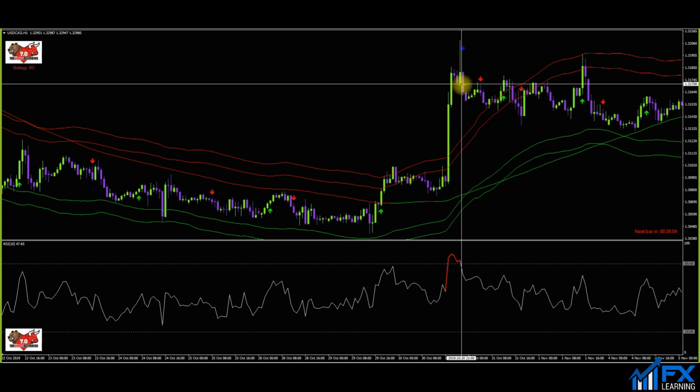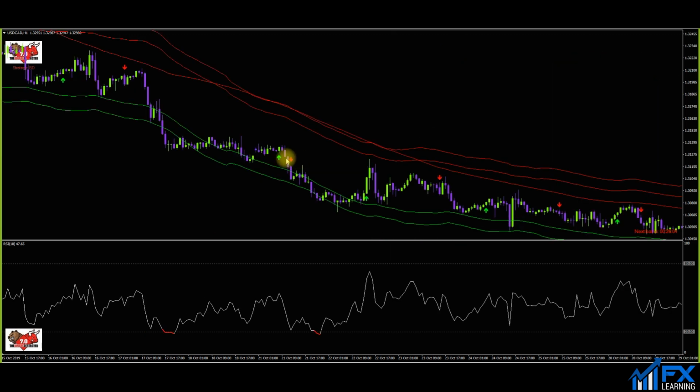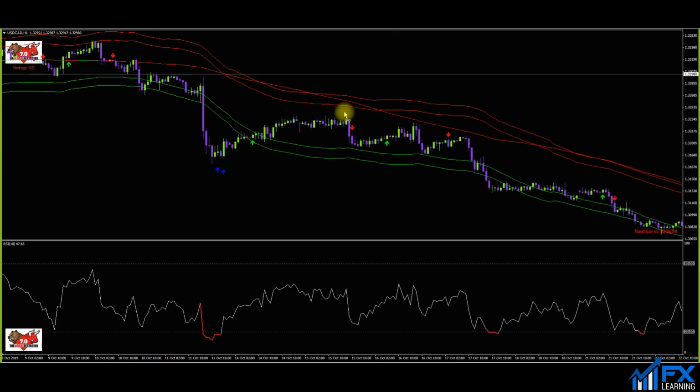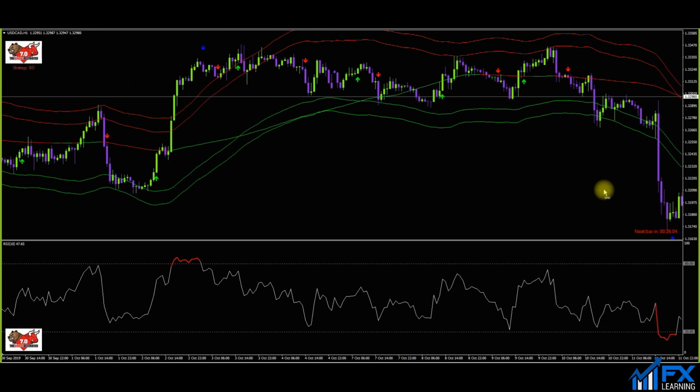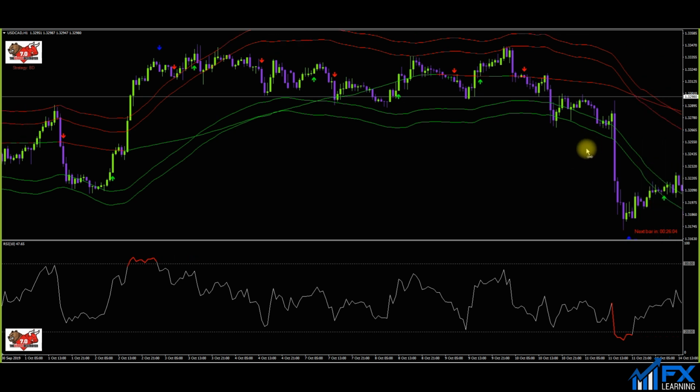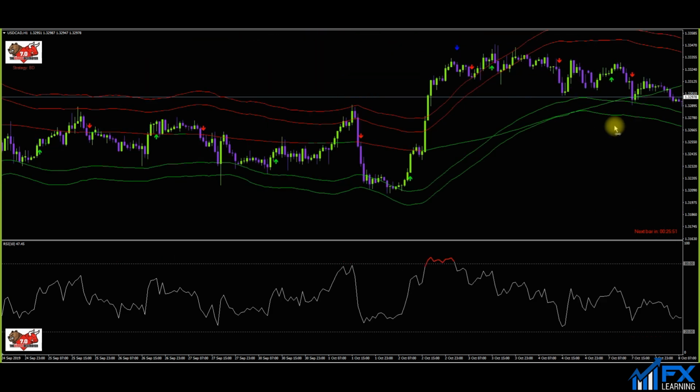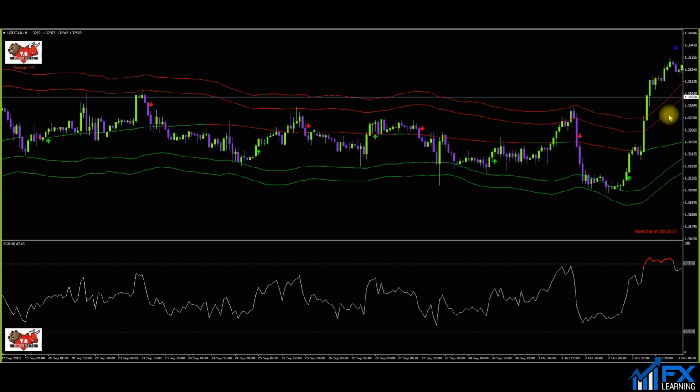This here, a beautiful winner. This one here is against the trend. Technically, when this appeared, no, in fact, I wouldn't take that, because here we go. Here's a setup. Look at this, look at the line. It's in between the zones.